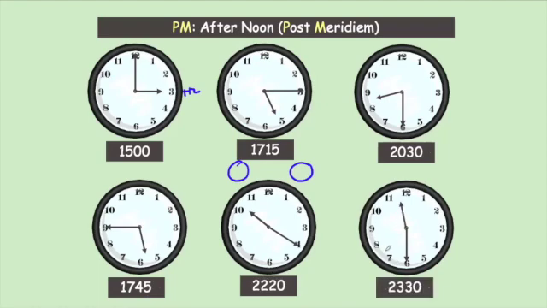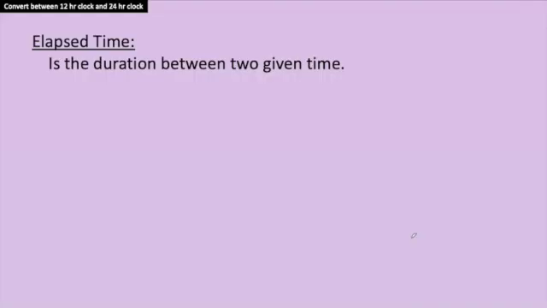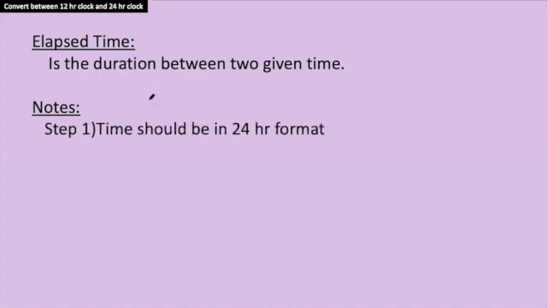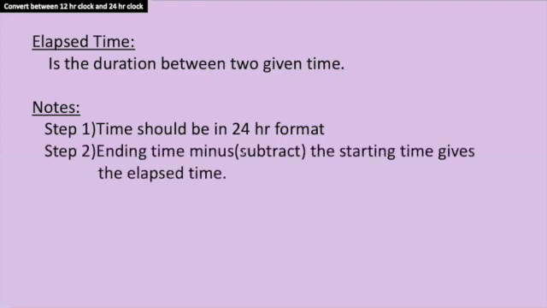Now let's move on to the next objective of this lesson, which is elapsed time. Elapsed time means the duration between two given times. We will have a starting time and an ending time. So to find the elapsed time or duration between two given times, we have to follow 2 steps. First step, we convert it into 24-hour format. And second step, we subtract the ending time minus the starting time.